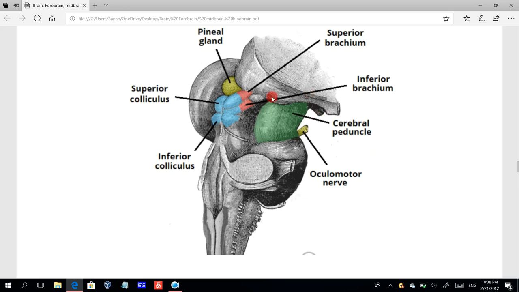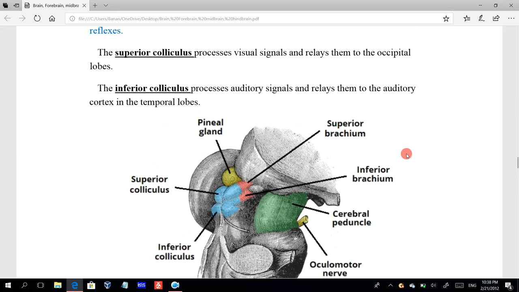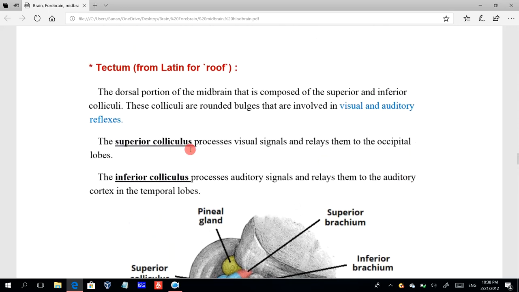So these are the superior colliculus, and this is the inferior colliculus. Of course, two, right and left. The superior colliculus processes visual signals, الإشارات البصرية اللي تصل من الريتينا. The optic nerve reaches the superior colliculus, and it relays them to the cerebral, to the occipital lobes.